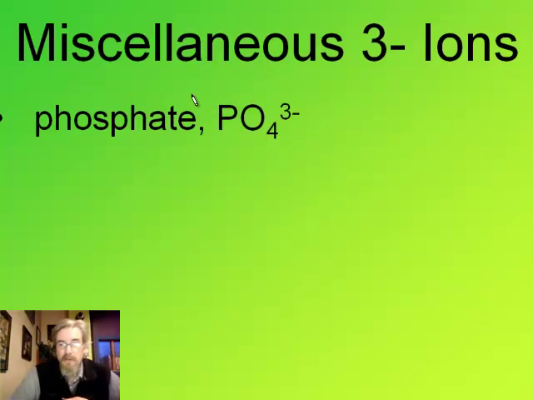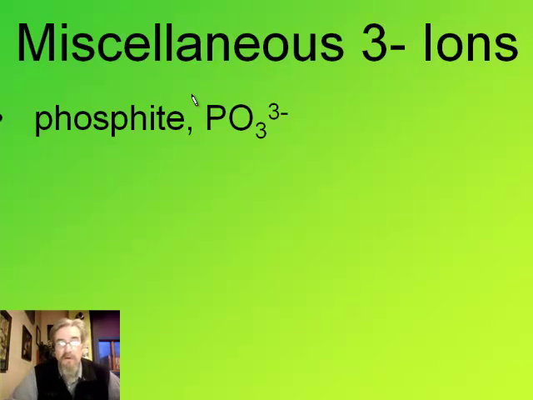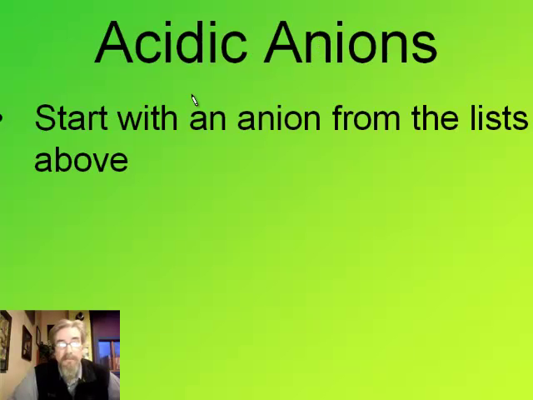Then we got a couple of 3- ions that are going to show up fairly commonly. Phosphate is one, PO4 with a 3- charge. And the second one, phosphite. And of course, ite means 1 less O, so this is PO3, 3-, as compared to phosphate's PO4, 3-. This is by no means all the ions that exist. There are tens of thousands of them, but these are the important ones, the ones that are going to show up the most often and the ones that you should have at the tip of your memory.